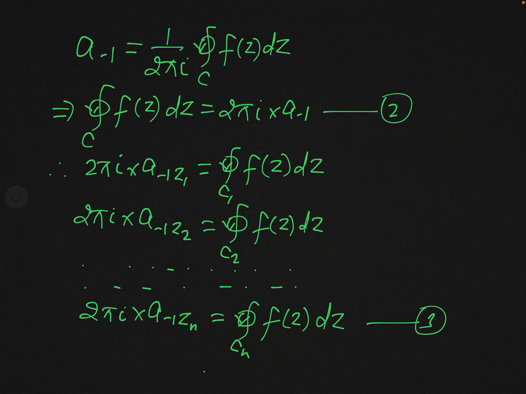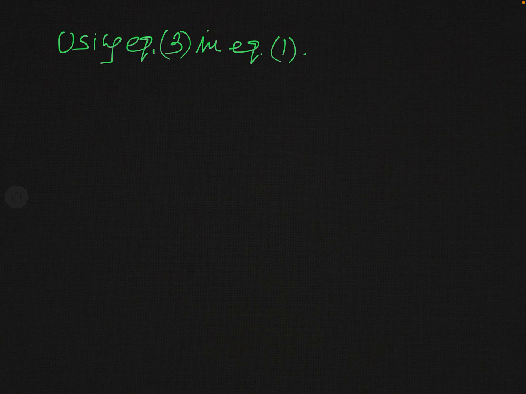So we have expressed all the integrals in the RHS of equation 1 in terms of the residue of function f of z at its isolated singular point. Now we will use this equation 3 in equation 1. So after using this equation 3 in 1, what will we get?